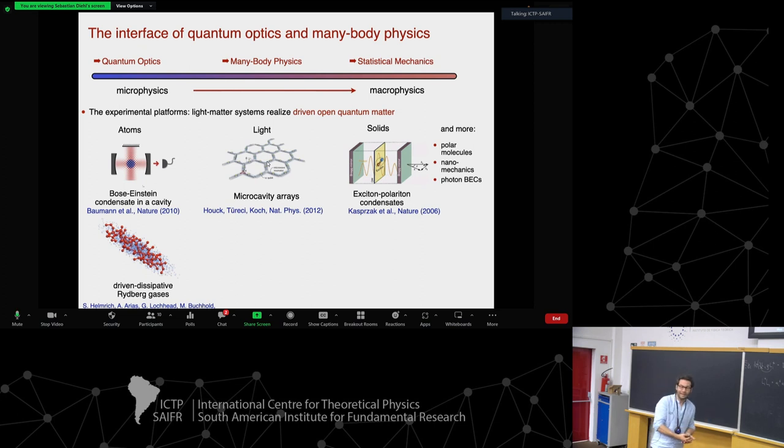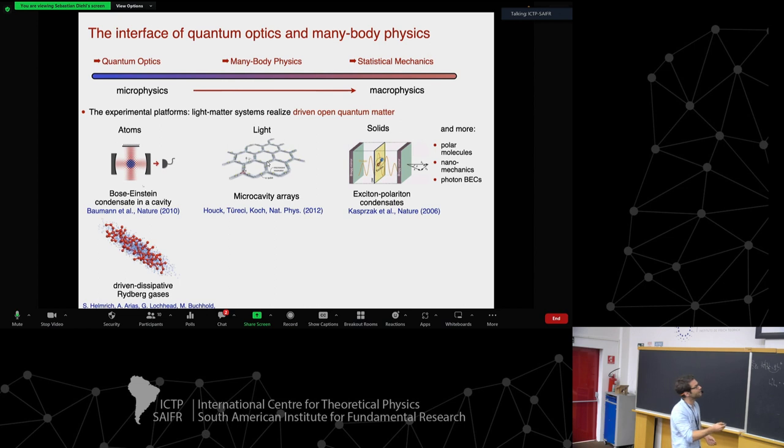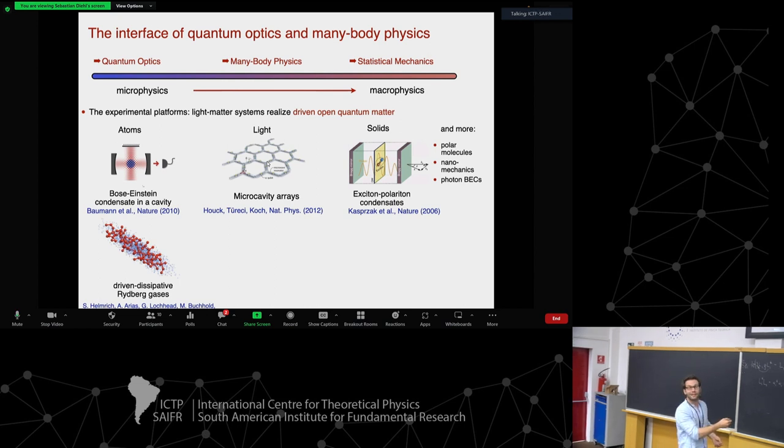Light-dominated systems occur when you have these microcavity arrays. Here you confine light into optical resonators. This light then gets pretty localized, but can still tunnel between different resonators, and that realizes driven open variants of, say, Bose-Hubbard models, and that's something that I will discuss later on in a bit more detail. And there are exciton-polariton systems, where you have essentially a piece of semiconductor hosting exciton excitations, particle-hole pairs, which are also strongly coupled to light that is confined between two layers of highly reflecting semiconductor.